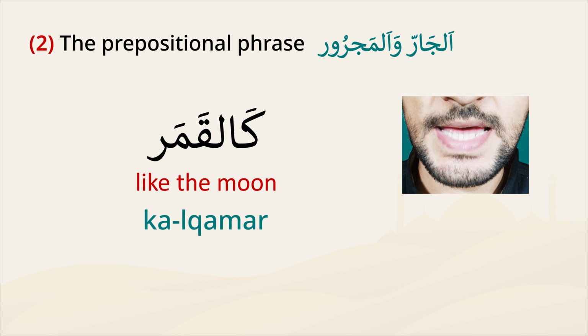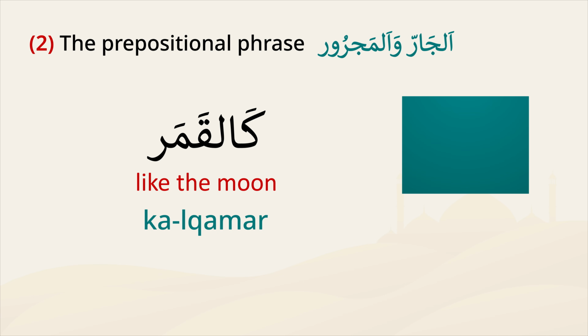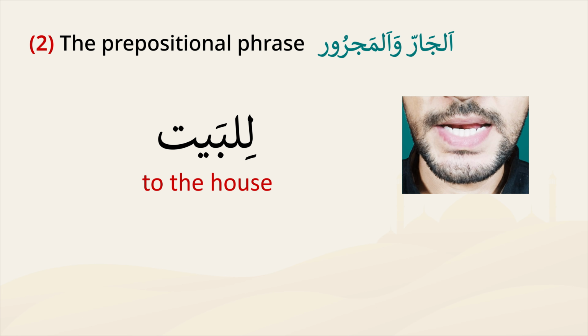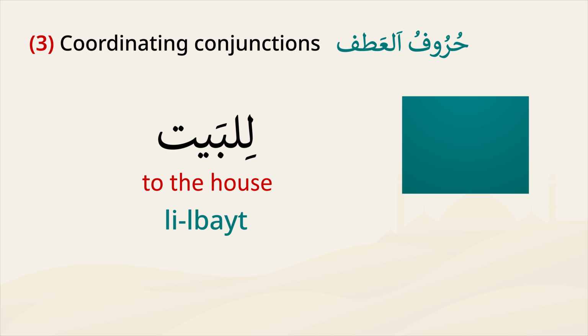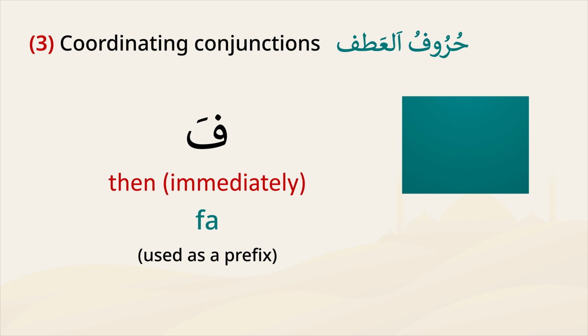Second, كالقمر. Only the alif is silent because we are in connected speech again, while the lam is pronounced because it's lunar this time. Third, للبيت. Notice here that when using the preposition li, the hamza of al is dropped in writing as well as in pronunciation.